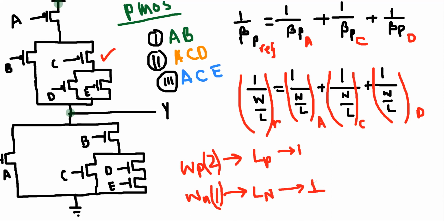Remember, this is for the NOT gate. W is equal to 2. L is equal to 1. W is equal to 1. L is equal to 1. Always remember. So 2 and 1, right? So these 2 and this 1. So we'll be using this value.